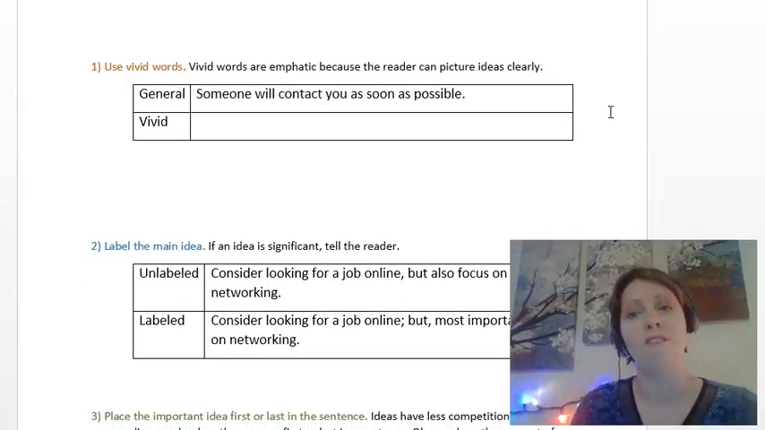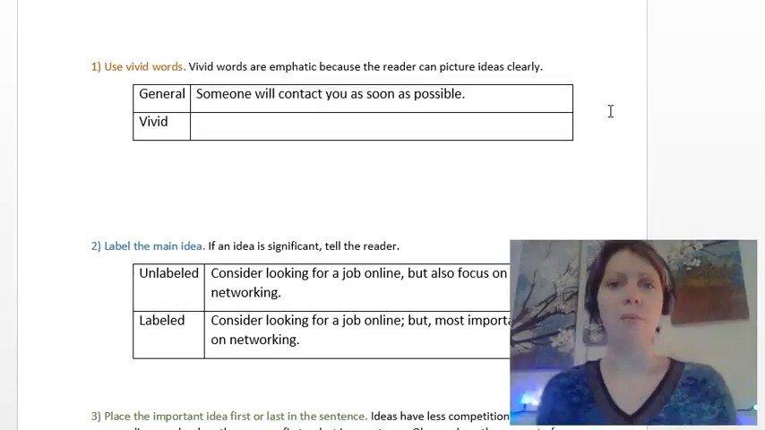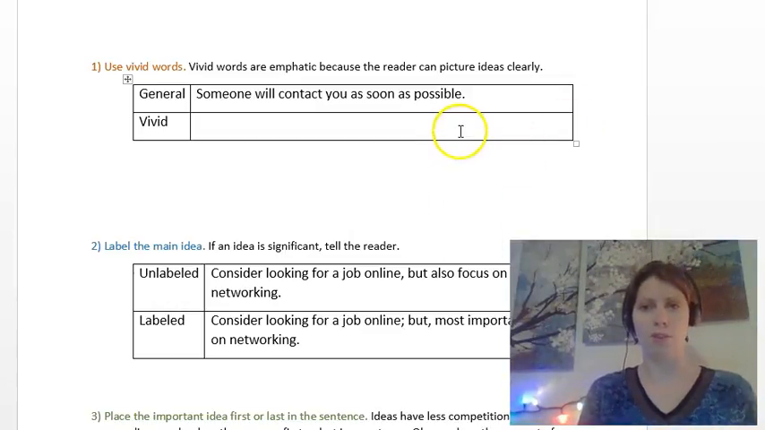One is to use vivid words. What does this mean? Well, vivid words are emphatic because the reader can picture the ideas clearly. You'll remember back in one of the first video lectures we talked about choosing your words carefully so that a reader can picture what you're talking about. This relates back to that. So here's a general statement. Someone will contact you as soon as possible.